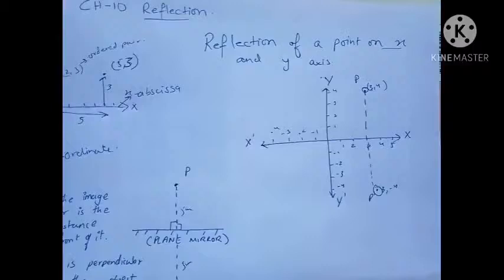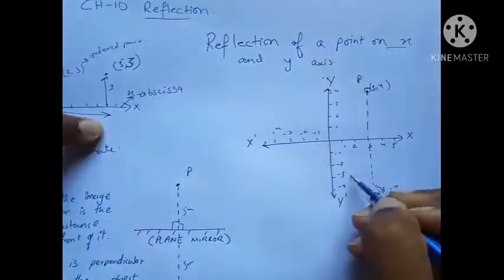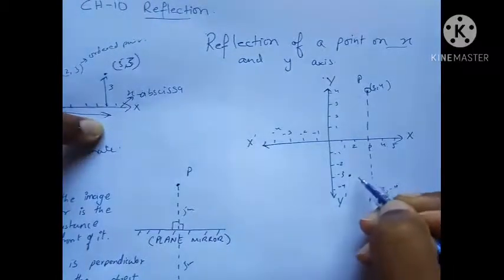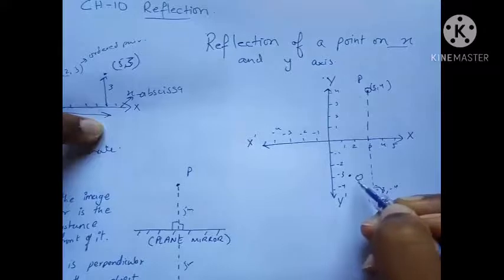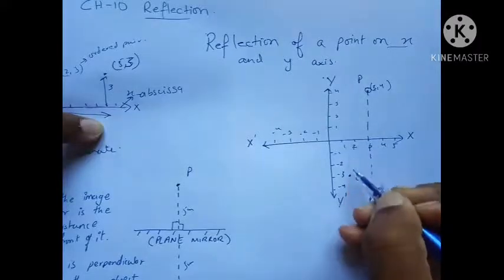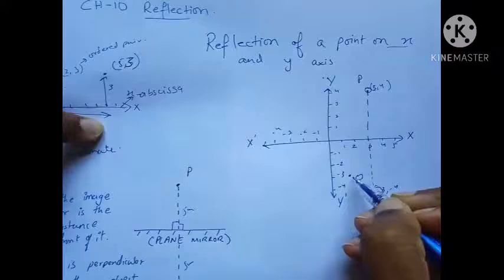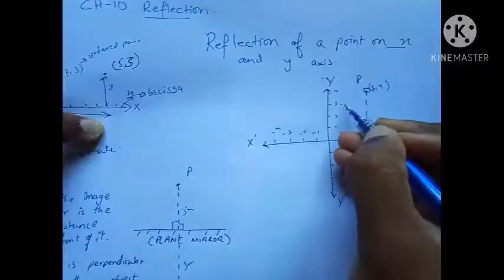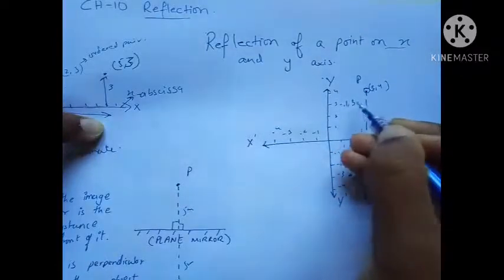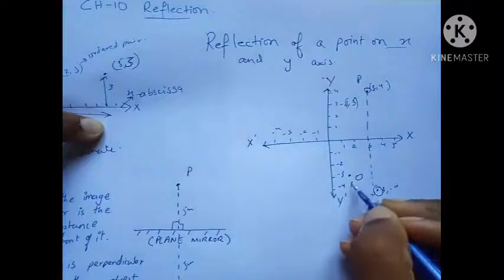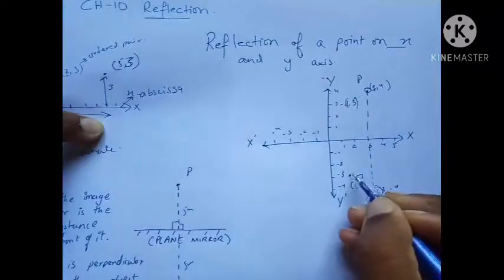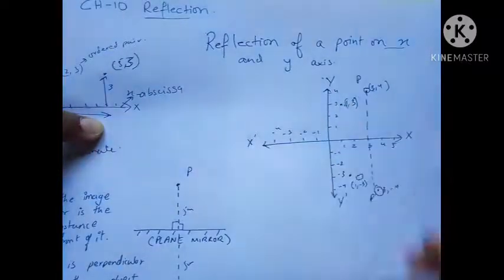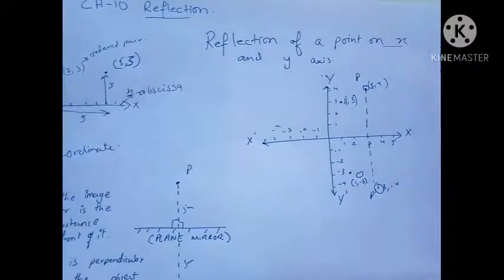Sometimes I might have a reflection like this. Let's say my object O is over here, and this is 1 comma minus 3. So the object is here, where is the image that is going to be formed? This is 1 comma minus 3, and the image that is going to be formed is 1 comma 3. Okay, so that's how you'll be finding the image.